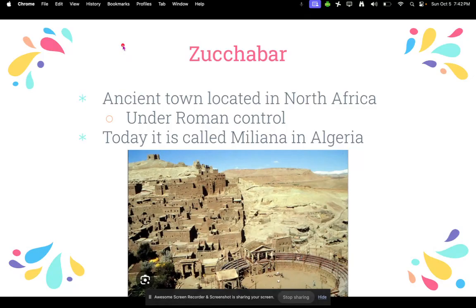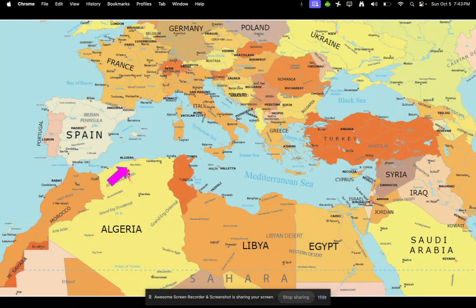And then Zuccabar. So that's an ancient town located in North Africa. It was under Roman control. You can still go to that town today, actually. Today, the name of the town is Miliana, and it's in Algeria. So it's just about here on the map.